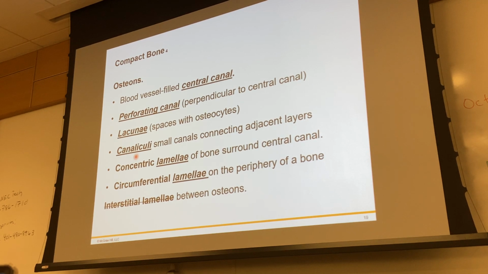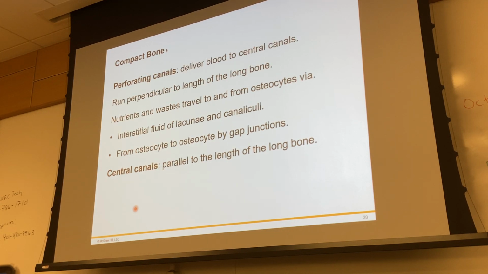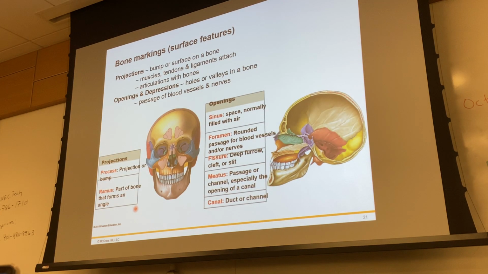And which is it going to hit first? The blood is going to hit the circumferential lamellae first, and then it's going to go to the concentric lamellae. Why is that? Circumferential lamellae are superficial, concentric lamellae are deep. There are also other types of lamellae, and I'm not going to ask you about that. So there's two different types of canals: the perforating, perpendicular canals, and the central canals. And I don't think there's really a lot of need to talk about that.